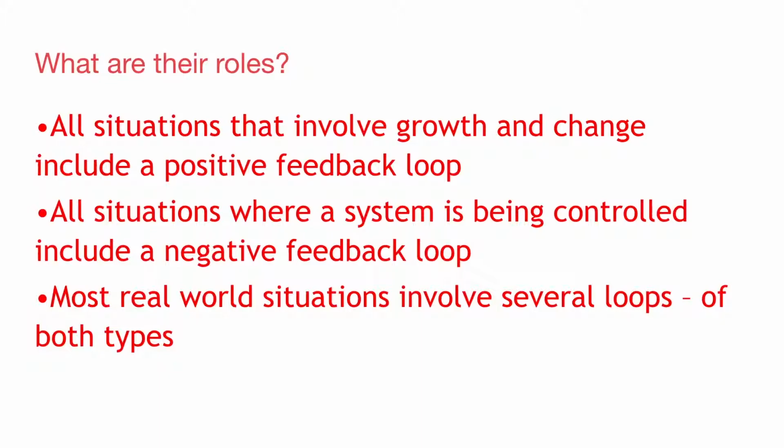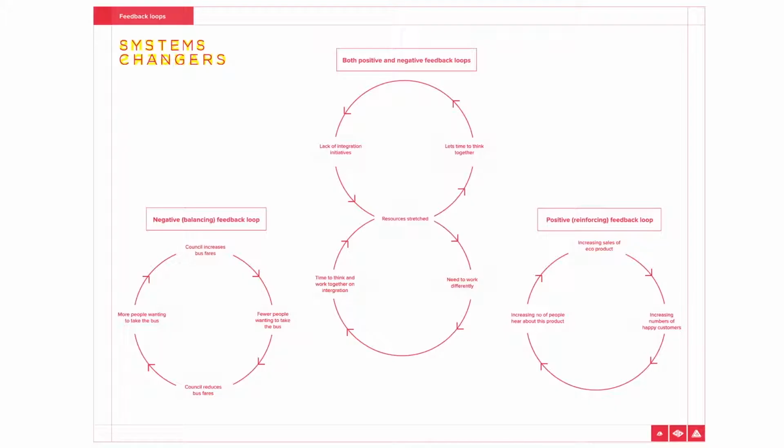So why are they important? Well, all situations that involve growth and change include a positive feedback loop, and all situations where a system is being controlled include a negative feedback loop. And most real-world situations involve several loops of both types, and it's really important to understand what they are, because then you can start to see what is happening and what might be hard to change in the system.